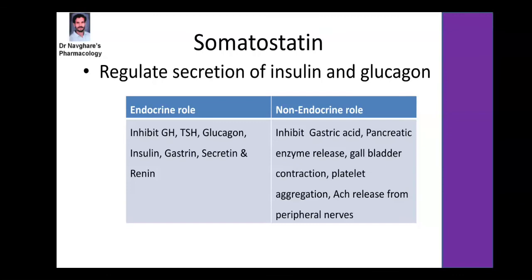The next hormone from the pancreas is somatostatin. Somatostatin is a hormone that regulates release and inhibition of insulin and glucagon from the pancreas. So these are some actions of somatostatin. Some are endocrine actions and some are non-endocrine actions of somatostatin.